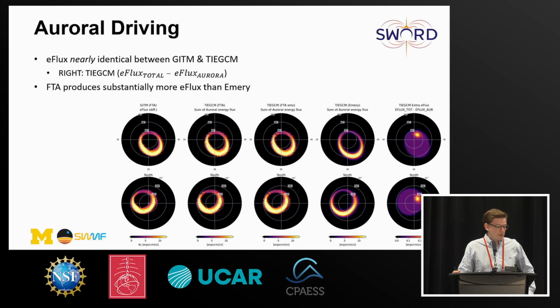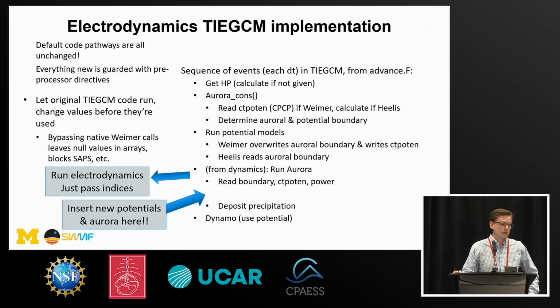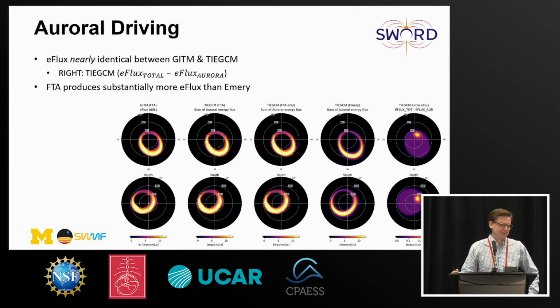Here's what the aurora look like, quite similar. Here we can also see why we had to do it this way, because TiGCM also calculates the cusp, the soft electrons, and polar drizzle. And that's over on the right-hand side. That's the total energy flux minus the energy flux of the aurora. We only replaced the energy flux variable, where there's also efflux 1 and 2, maybe 3. So that's just a quirk of the model, quirk of the implementation.